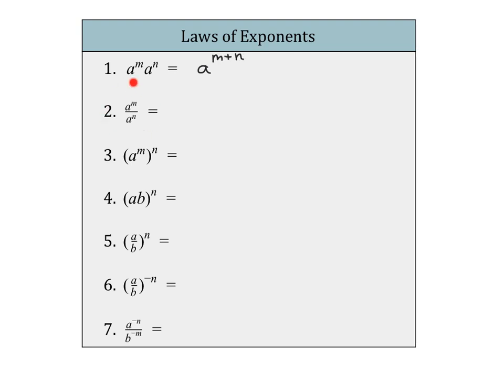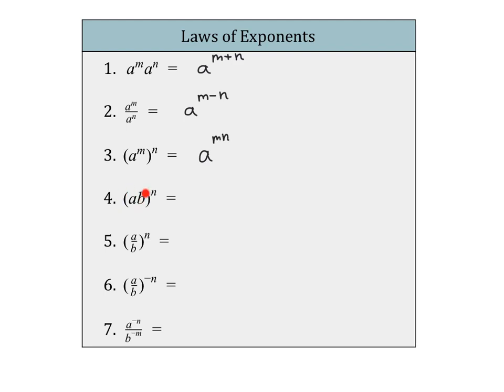How do you divide when you have the same base and exponents? You subtract the exponents. So we have a to the power of m minus n. Raising an exponent to another exponent, our rule is to multiply the two exponents. So it's a to the power of m times n.